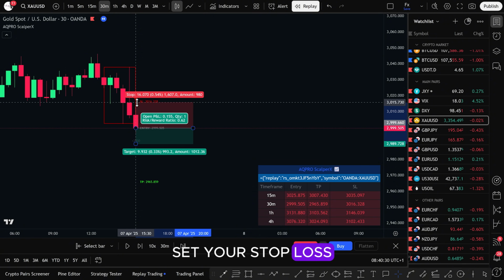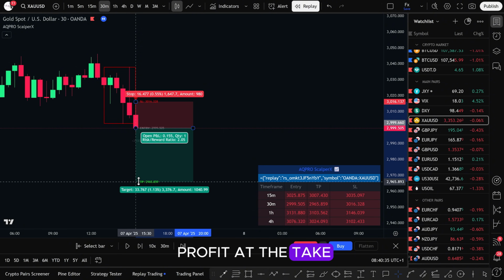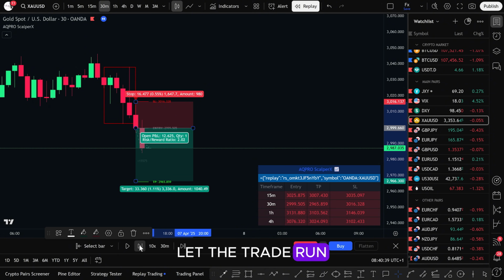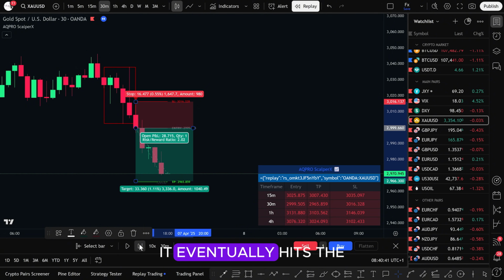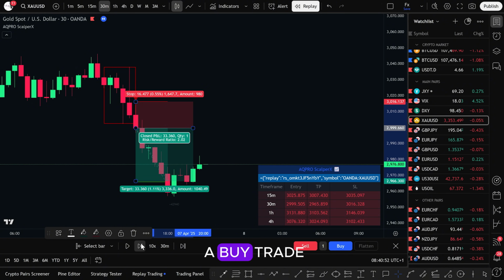Set your stop loss at the level displayed by the indicator, and place your take profit at the take profit level shown on the chart. Let the trade run, and as you can see here, it eventually hits the profit target. Now let's look at a buy trade.